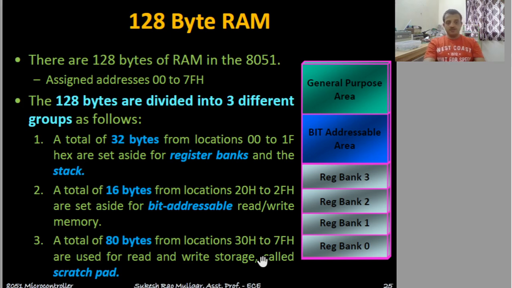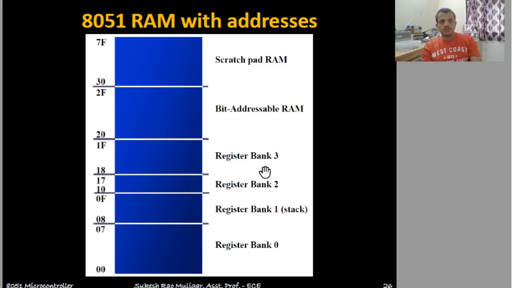So after 7F, which number comes? After 7F, the number 80H comes. That 80H location is actually linked with the SFR. It's a continuation of the same. Okay, so let's move on to the details of this further. As I mentioned, this is how the RAM is divided.